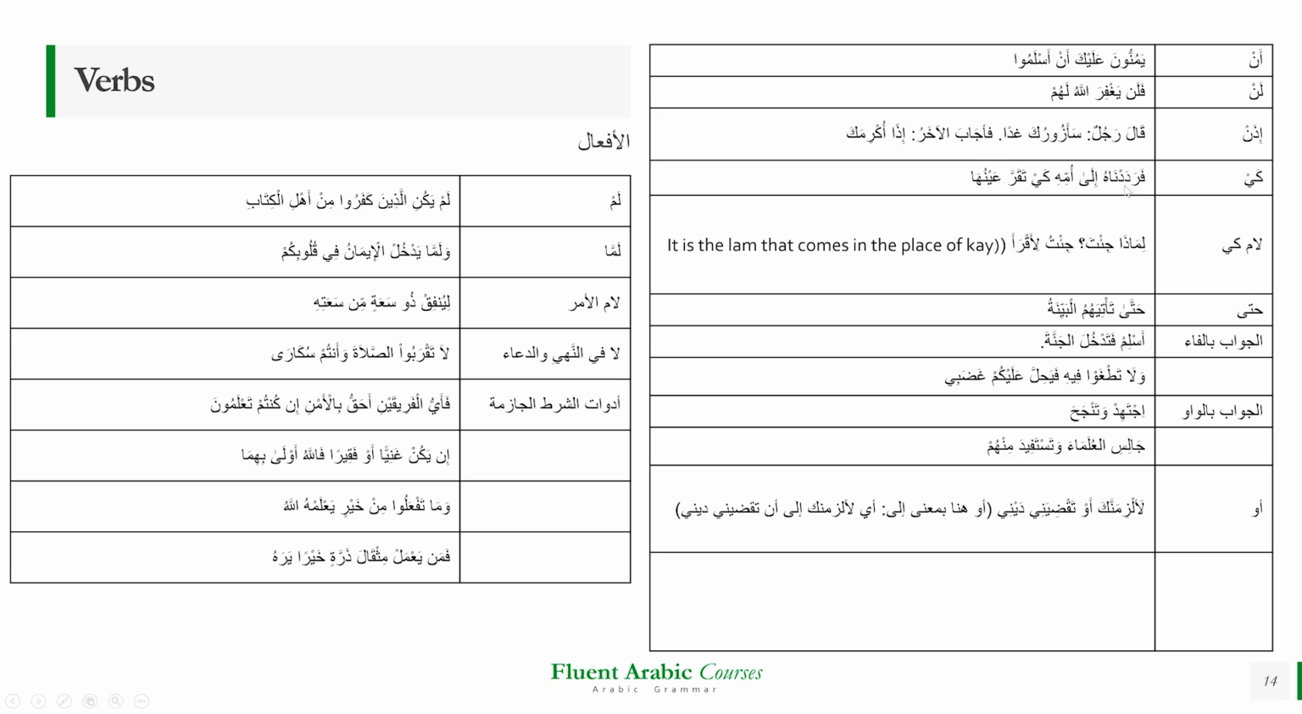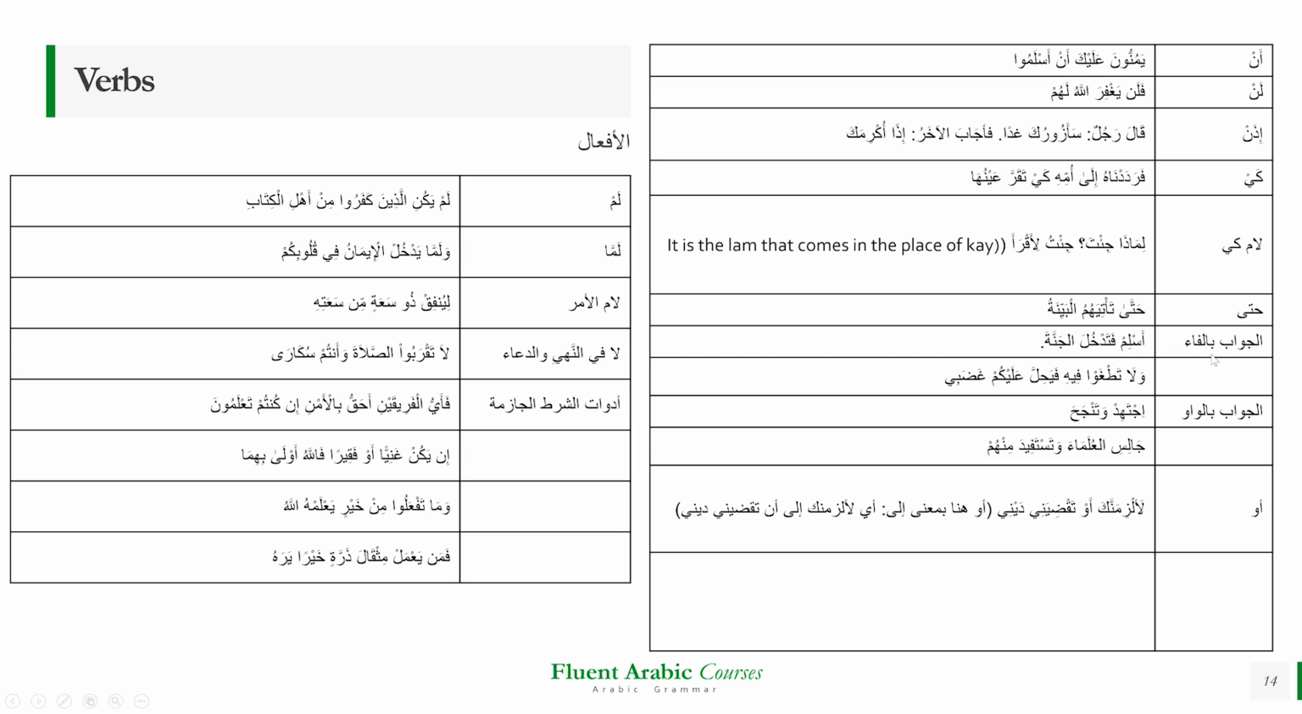كي فرددناه إلى أمه كي تقر عينها. لام كي لماذا جئت لأقرأ. This is the lam which is used to answer the question why, or to give the reason. حتى تأتيهم البينة. الجواب بالفاء. أسلم فتدخل الجنة.